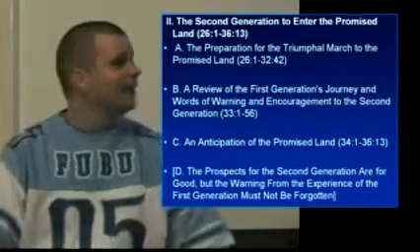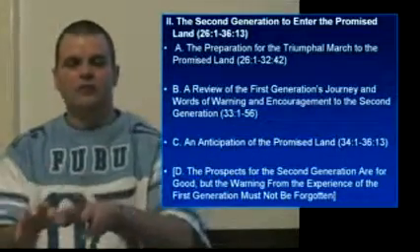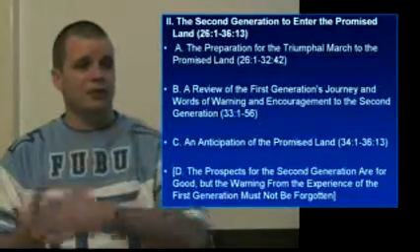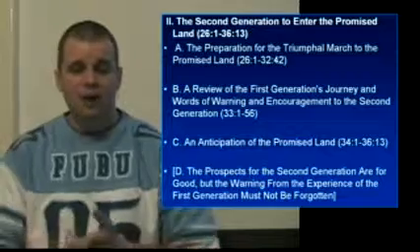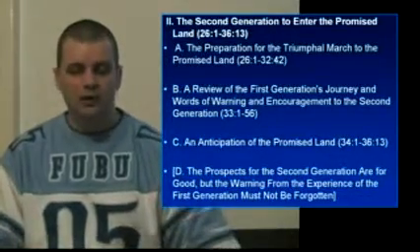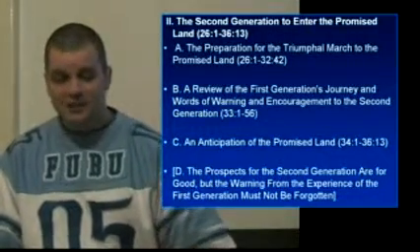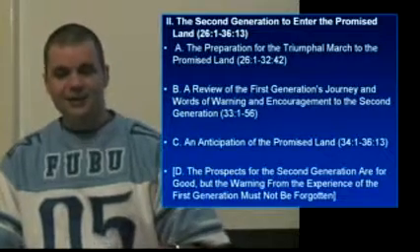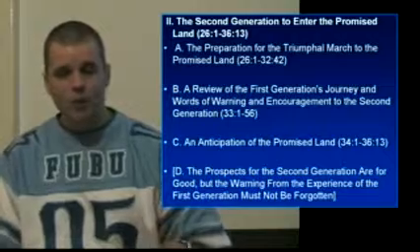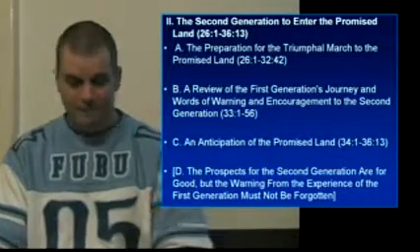And the way this works is you've got part A, the preparation for the triumphal march to the promised land in chapter 26. Remember, that's already happened for the first generation, and has to happen for the second generation. Part B, a review of the first generation's journey and words of warning and encouragement to the second generation. Part C, an anticipation of the promised land. And D, the prospects for the second generation are good, but the warning from the experience of the first generation must not be forgotten.